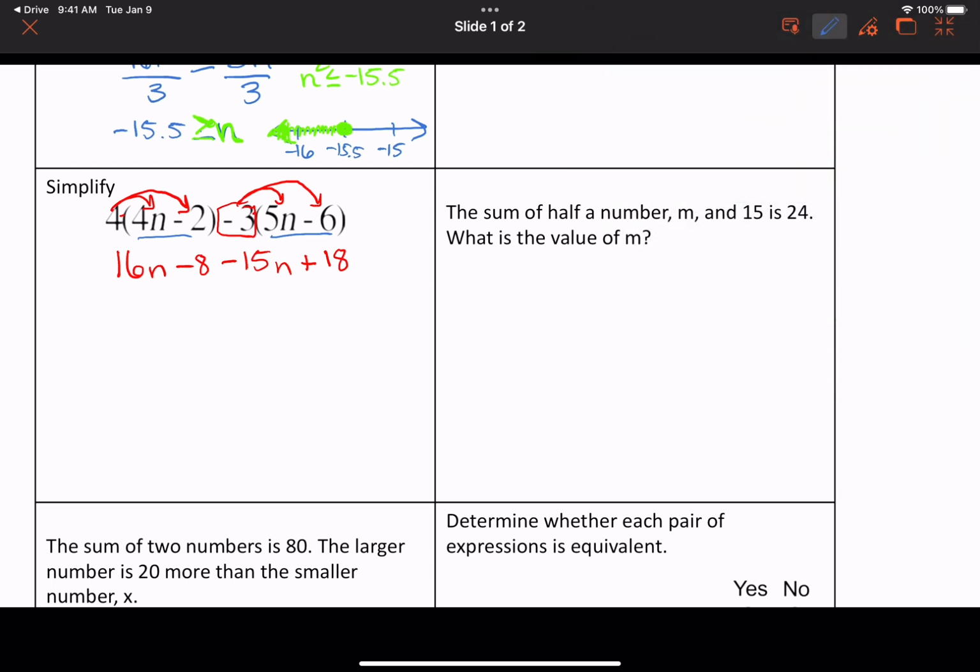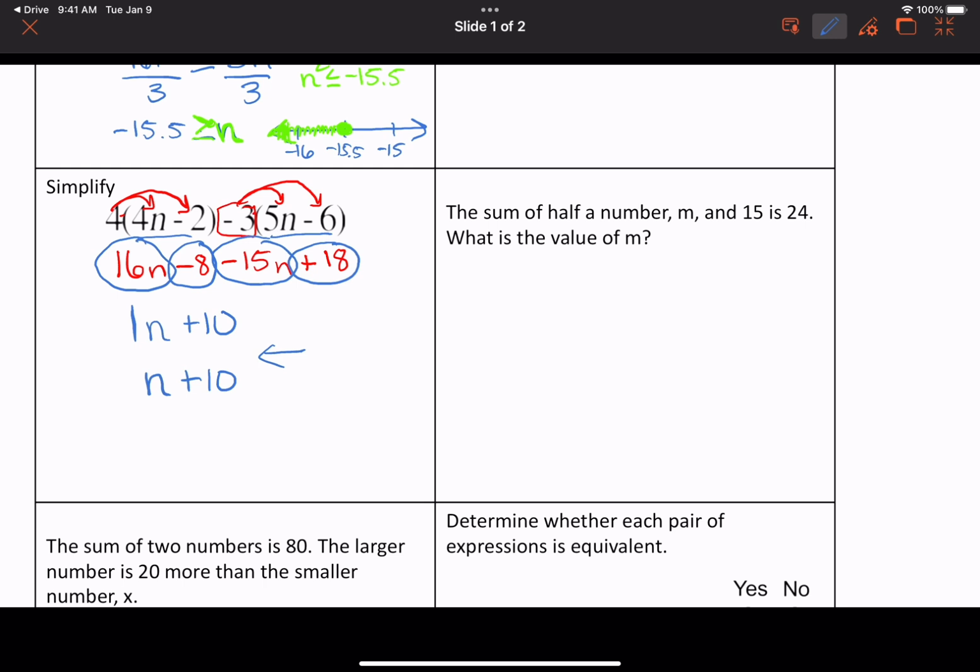Again, we're going to combine our like terms. 16n and -15n are like terms. My terms are in terms of n, and 16 plus a -15 is 1n. You don't need to write this one. You can just write n. I'm going to write it there for the sake of this problem. And then -8 and 18. -8 plus 18 comes out to be a +10. And that is simplified. However, you don't need to write the 1. You could just write n plus 10. Both of these are great.